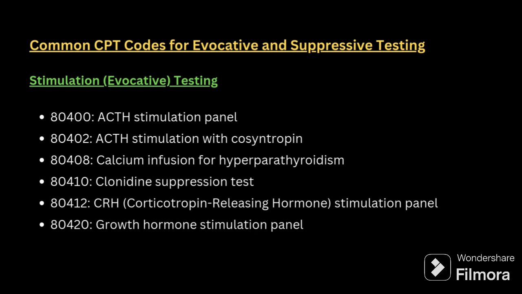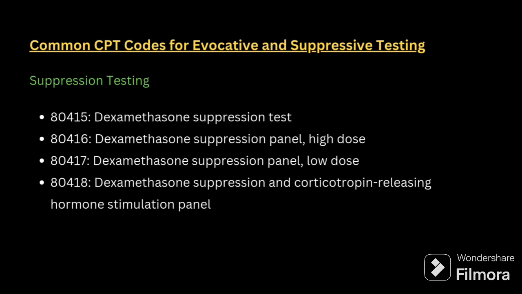Next, we have to see the common CPT codes for stimulation, that is evocative testing: 80400, 80402, 80408, 80410, 80412, 80420. Next, the suppressive testing codes are 80415, 80416, 80417, 80418. In those codes, the word suppression will be mentioned in the code descriptor itself. You can go through it.